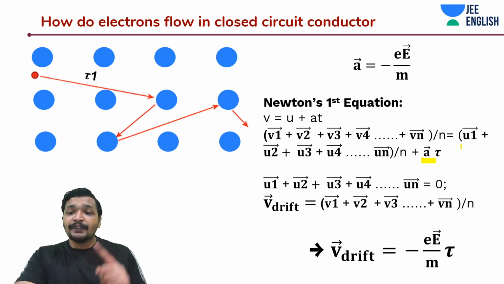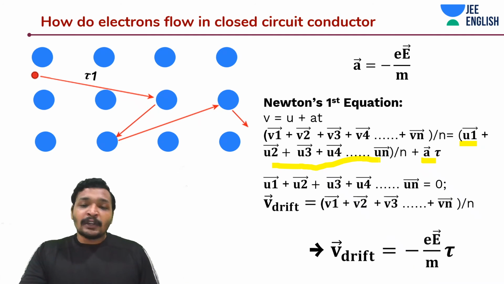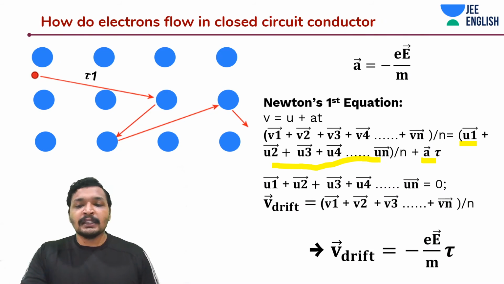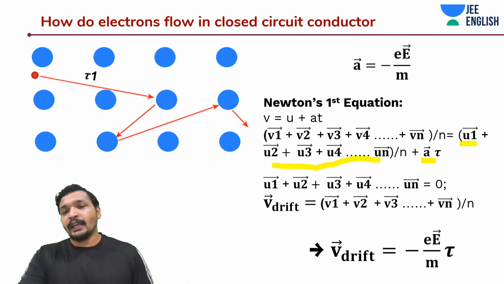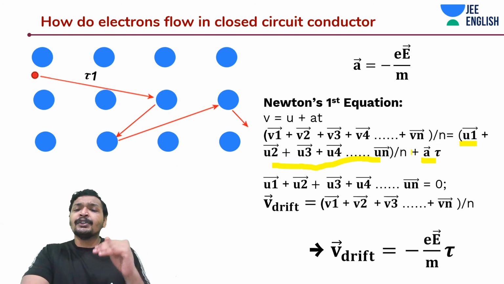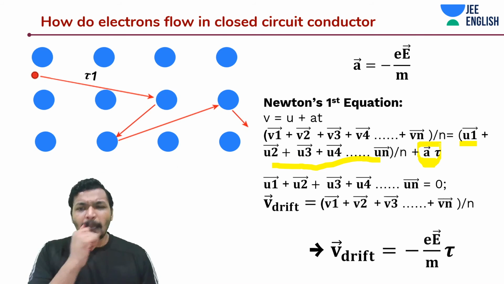But remember this, guys, we know that u1 plus u2 plus u3 plus u4 before applying any potential was 0. So that would be 0. Now they have a certain drift velocity that is going to be nothing but acceleration into time. The average drift velocity is going to be acceleration into the relaxation time, the time between collisions.